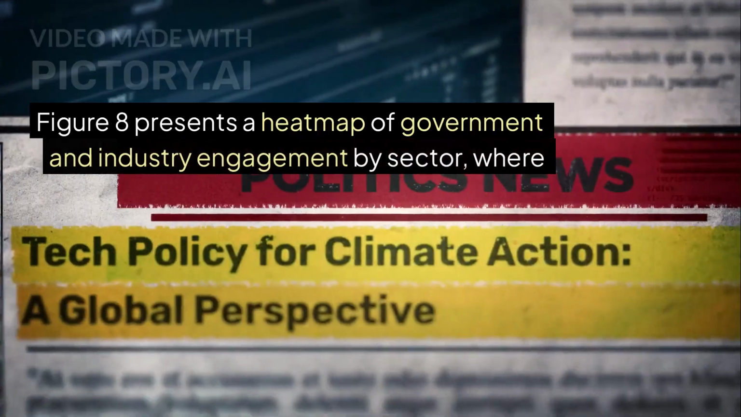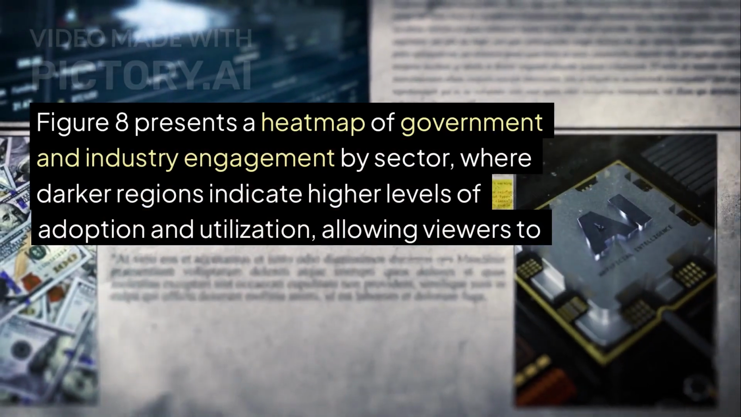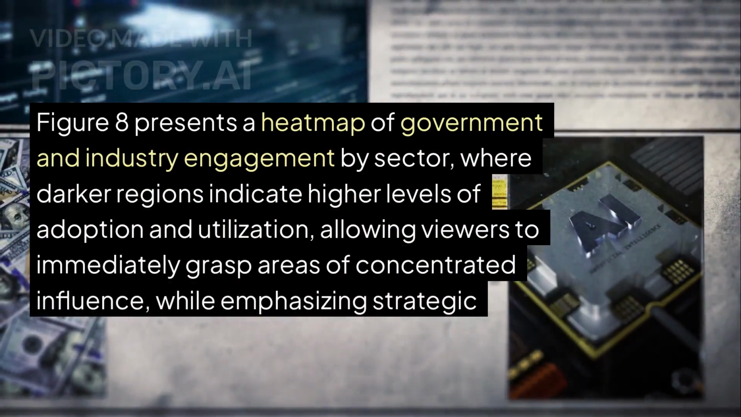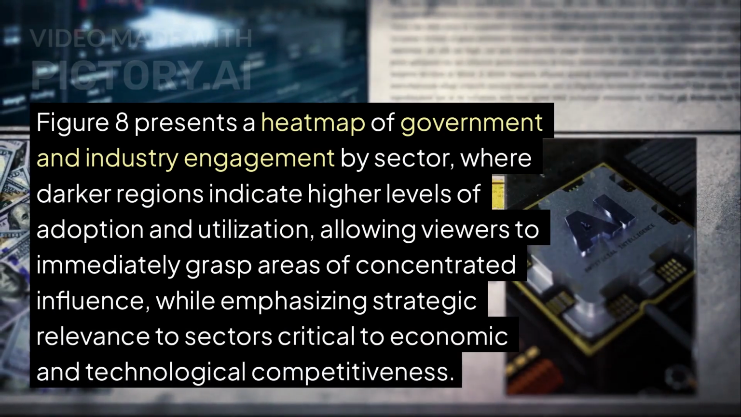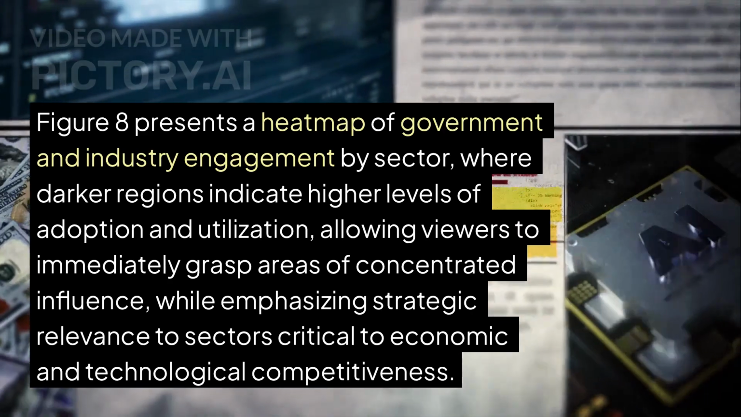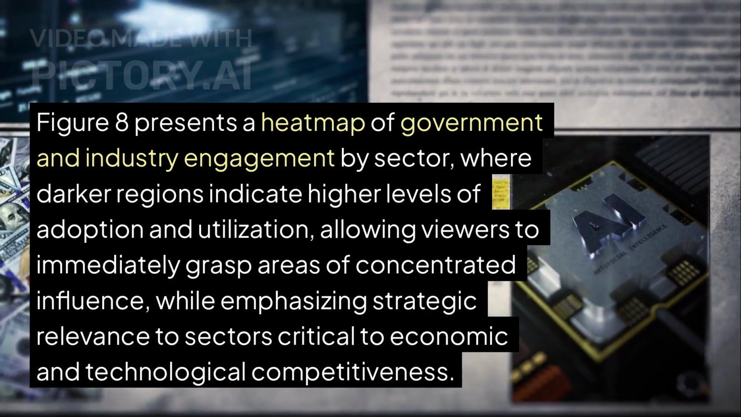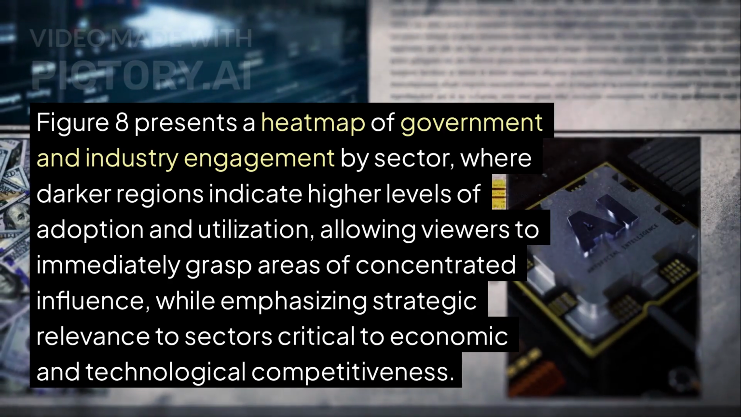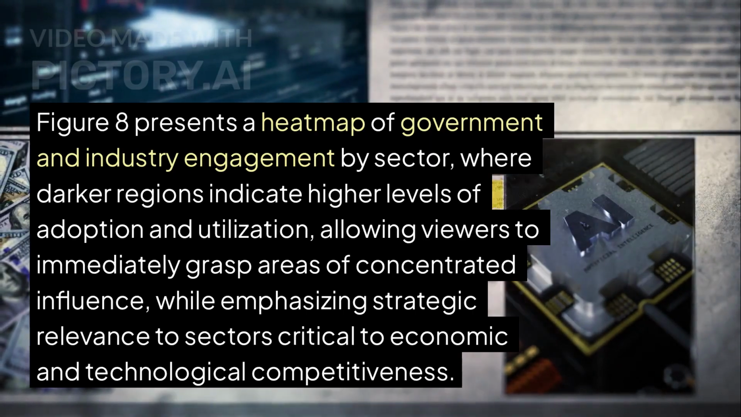Figure 8 presents a heat map of government and industry engagement by sector, where darker regions indicate higher levels of adoption and utilization, allowing viewers to immediately grasp areas of concentrated influence, while emphasizing strategic relevance to sectors critical to economic and technological competitiveness.